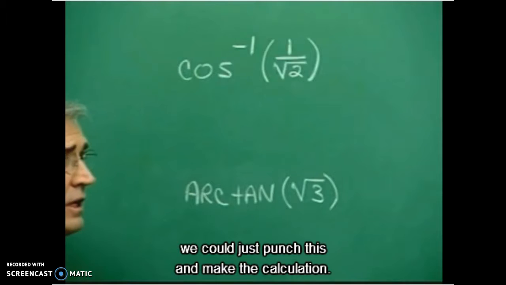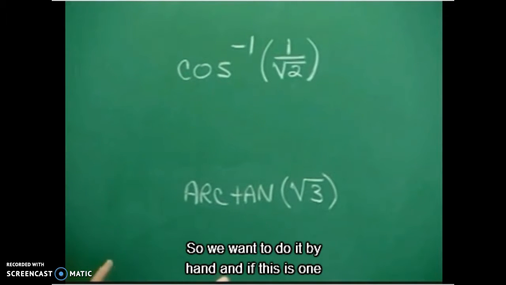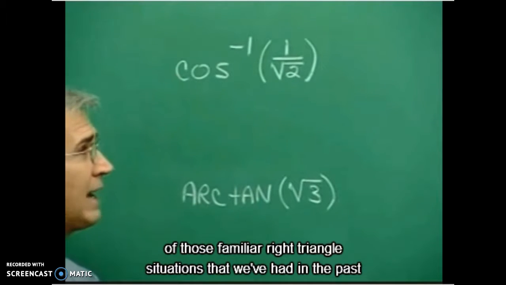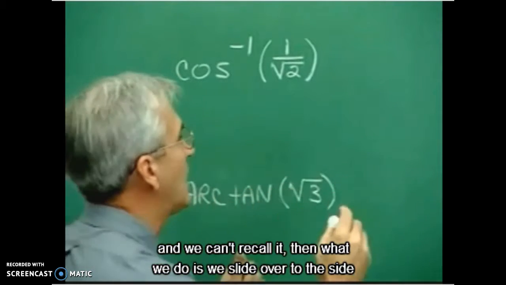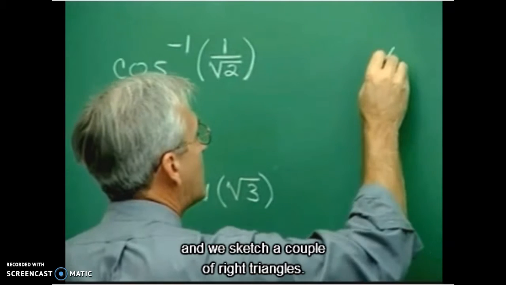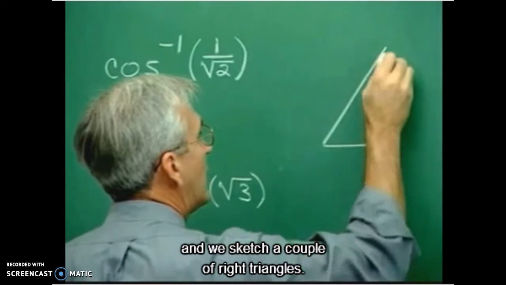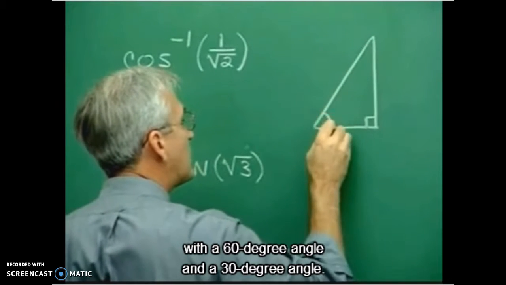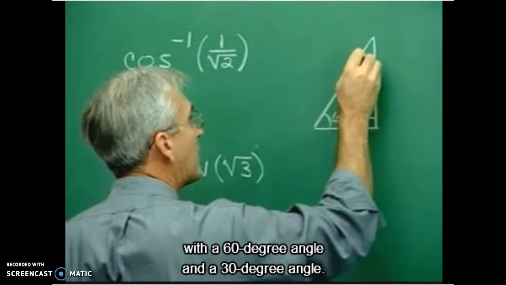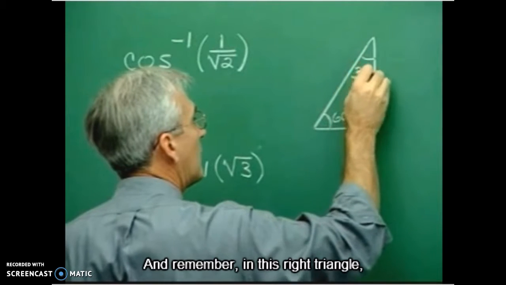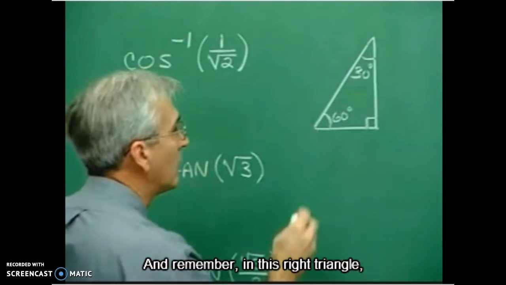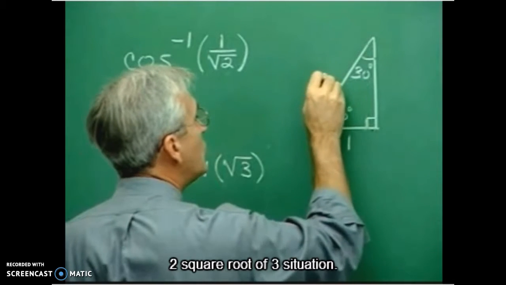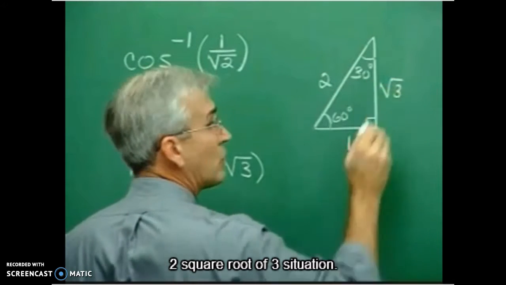Let's just say we're not using the calculator here, otherwise we could just punch this in and make the calculation. So we want to do it by hand, and if this is one of those familiar right triangle situations that we've had in the past and we can't recall it, then we slide over to the side and sketch a couple of right triangles. One is the triangle with a 60-degree angle and a 30-degree angle. Remember, in this right triangle, the short side is opposite the small angle, so this is the 1, 2, square root of 3 situation.